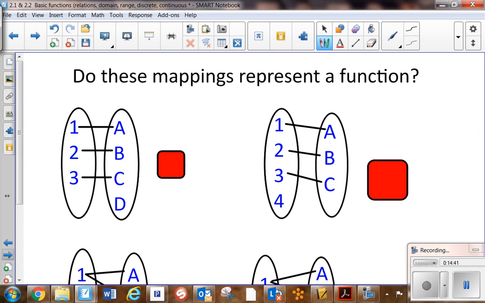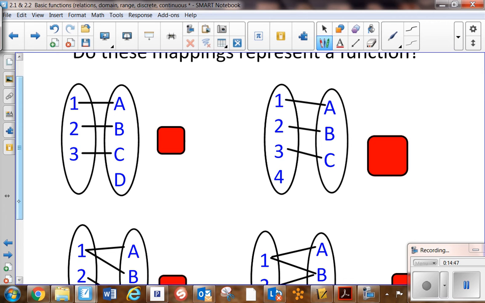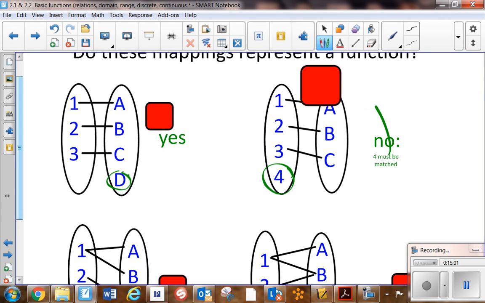Look at this first one. Is that a function? Yes. It's okay that these are left out, because remember, the range can have a leftover. So yes, that is a function. How about the second one here? No, it's not. Because 4 needs a partner, right? Your X's have to have partners. That is not.